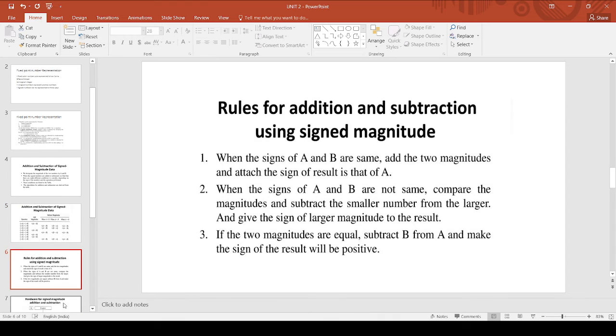When the signs of A and B are the same, add the two magnitudes and attach the sign of A to the result. When the signs of A and B are not the same, compare the magnitudes, subtract the smaller number from the larger number, and give the sign of the larger magnitude to the result.